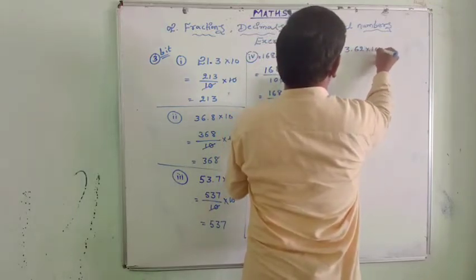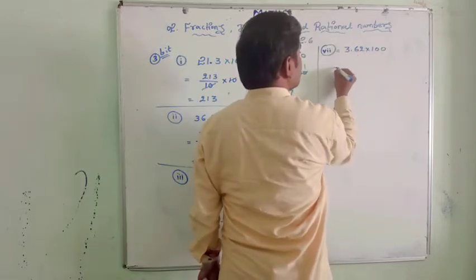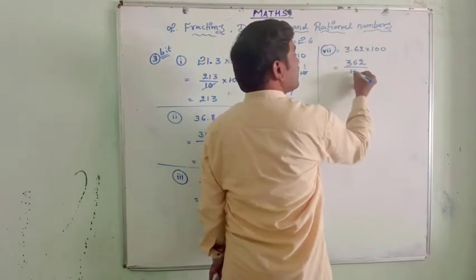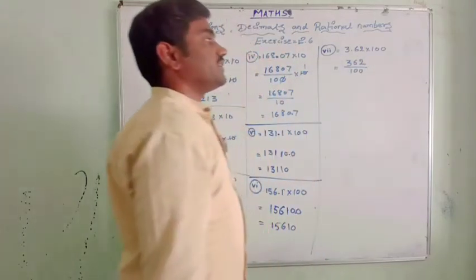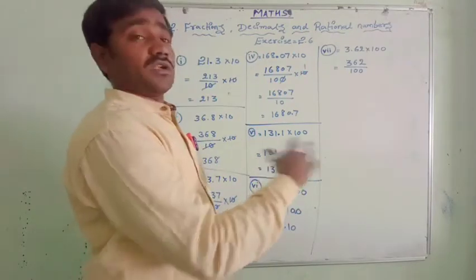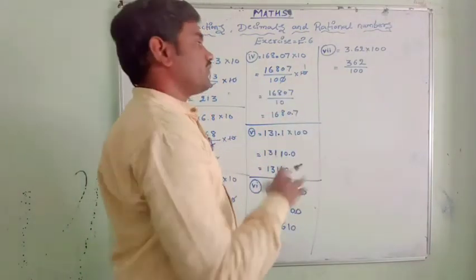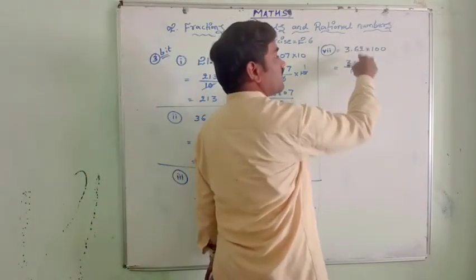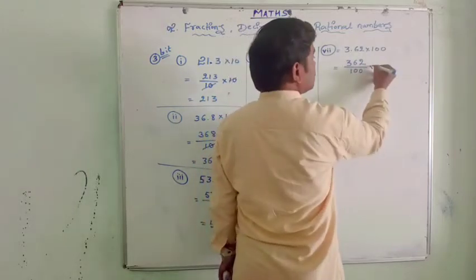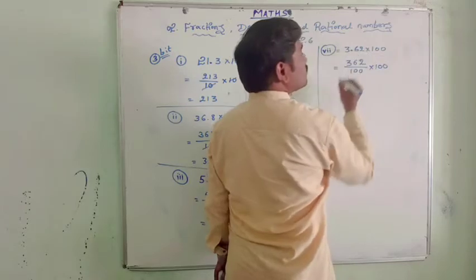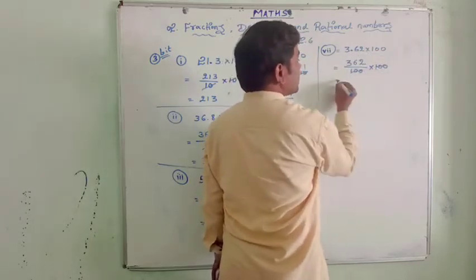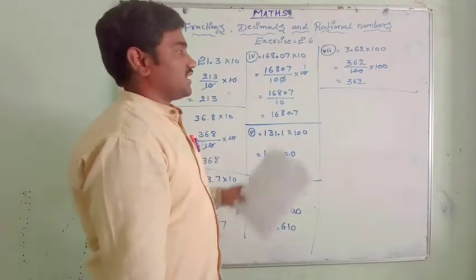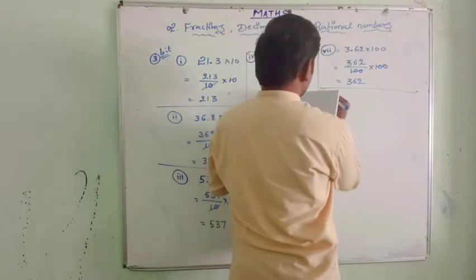3.62 into 100. 3.62 into 100. Let us do it by the direct method. Here 362 by 100, because after the decimal point there are 2 digits. You can do it in any method. It is not necessary to use a particular method. Go for any method as you wish. So I am changing 3.62 into a fraction, 362 by 100, because after the decimal point there are 2 digits, so I have given 2 zeros. Then into 100, these 2 zeros get cancelled. Directly I got the answer 362.